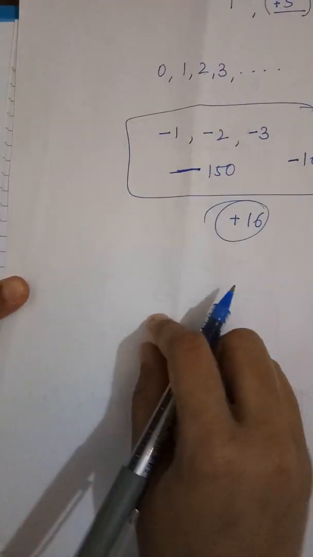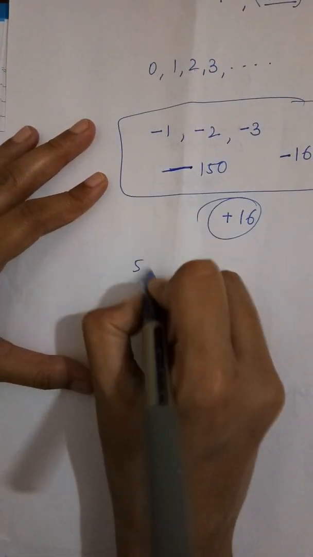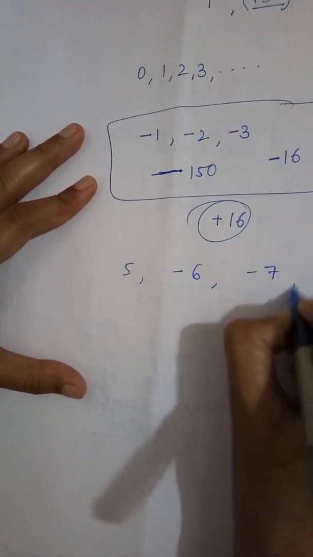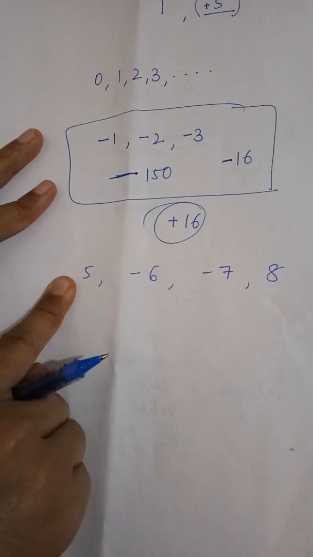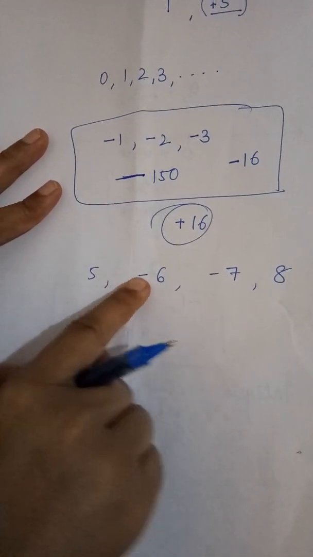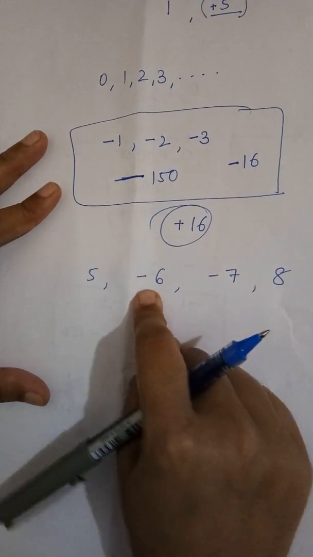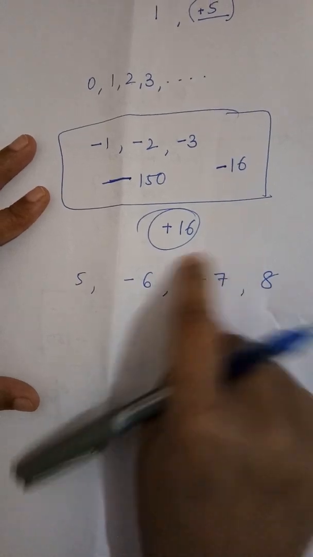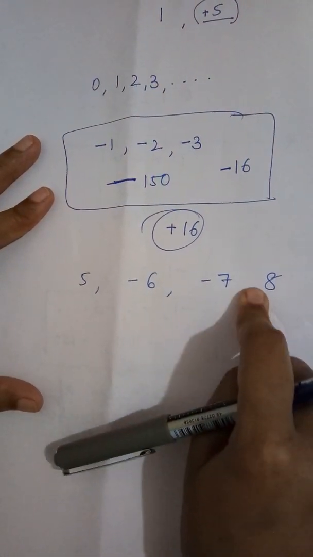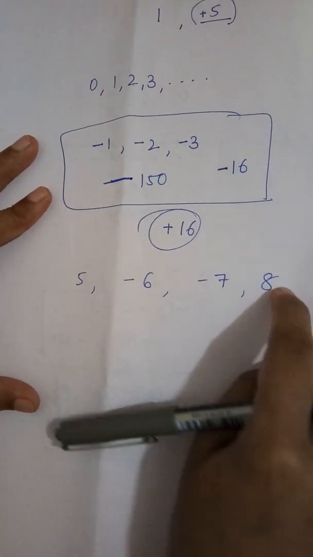If I have to tell you how you are going to identify 5, minus 6, minus 7, 8. Now 5 is positive because no sign is there in front of 5. Minus 6, minus sign is there, so this is a negative number. Minus 7, minus sign is there along with 7, so that means this is negative. And 8, because no sign is there with it, that means this is positive.